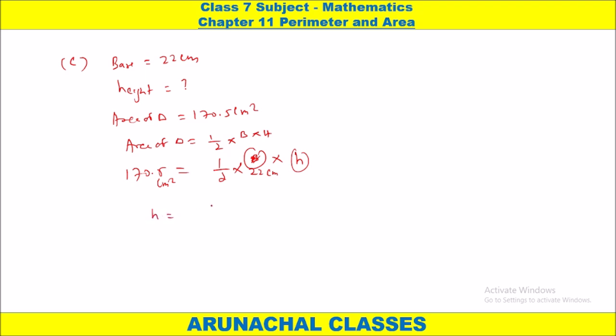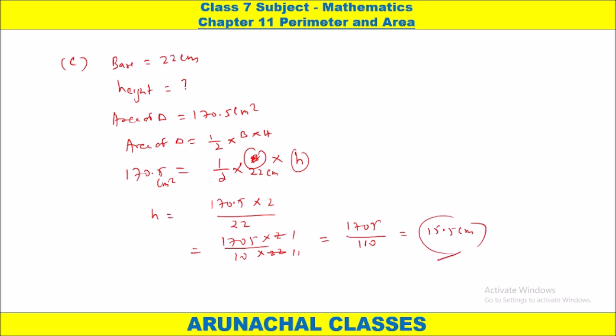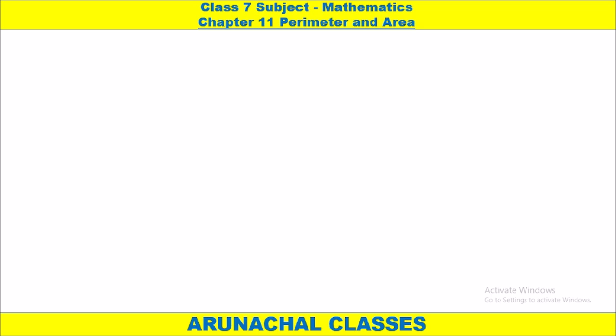So we have to find the height. It will be 170.5 multiplied by 2 divided by 22. So it will be 1705 divided by 10. I have removed the decimal, multiply by 2 here and multiply by 22 here. 2 1s are 2, 2 11s are 22. So it will be 1705 divided by 110. Now if I solve this one, it will be 15.5 centimeter. That will be the height, or you can say the length of the perpendicular from the vertex towards the base. Now moving to our next question, that is question 5.